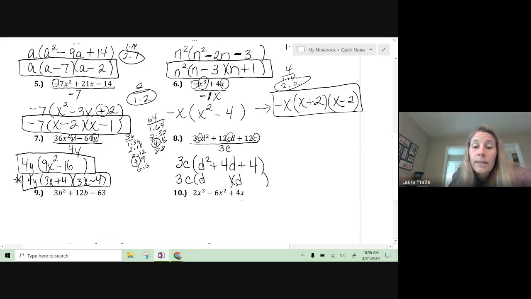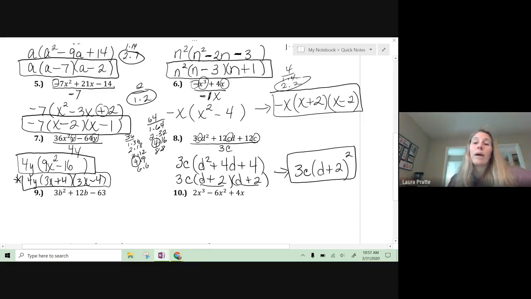Now d and d, what are the two numbers that multiply to get 4 and add to get 4? 2 and 2. And that would be it. Now, because I have the same thing twice, if you get that, then you would just write it once and you would put a little square on it because that means that it's multiplied by itself 2 times.